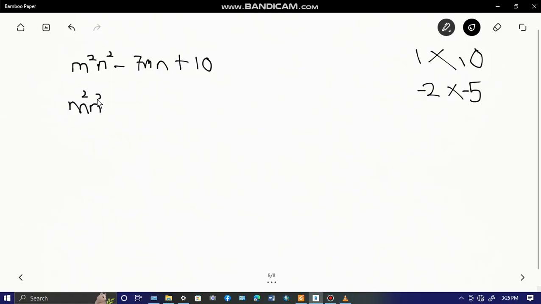m squared n squared minus 2mn minus 5mn plus 10. If you add this and this and it gives minus 7mn, we are on the right track. We can proceed to factorize.